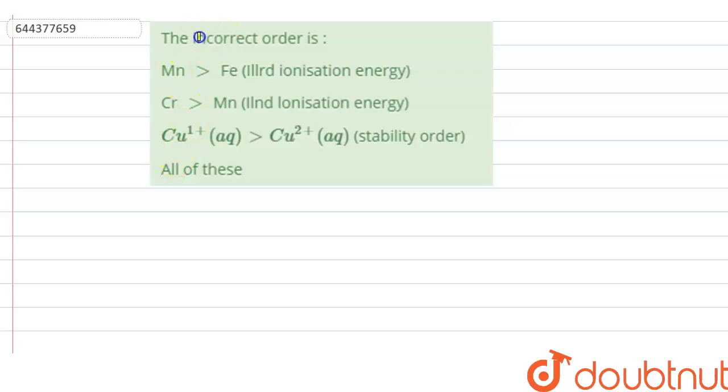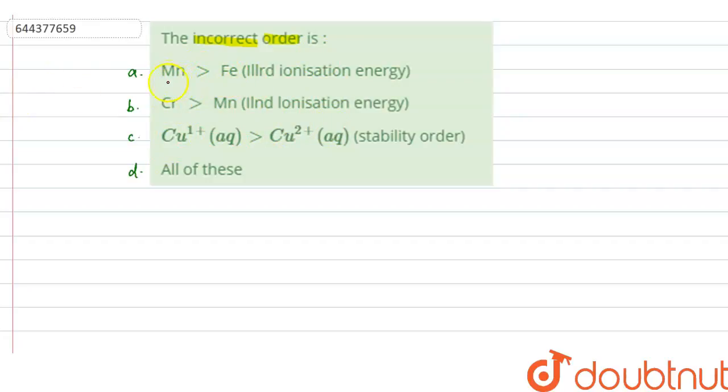Hello everyone, let us solve this question. The question says that the incorrect order is, in this question we are given four options A, B, C and D. And in the first three options A, B, C, we are given some order. We have to find out the incorrect order.